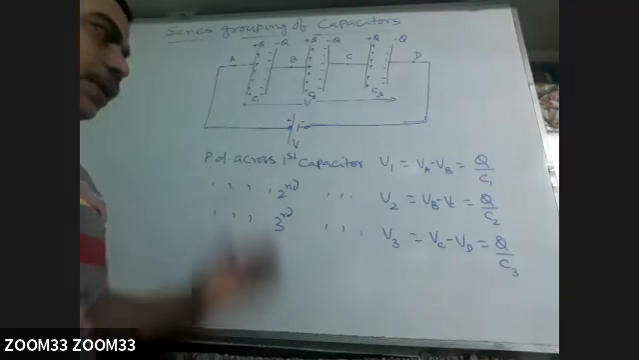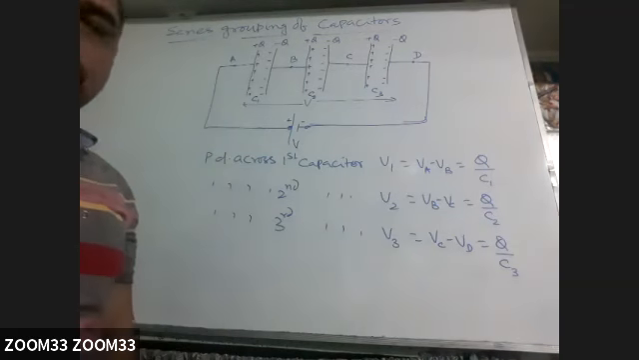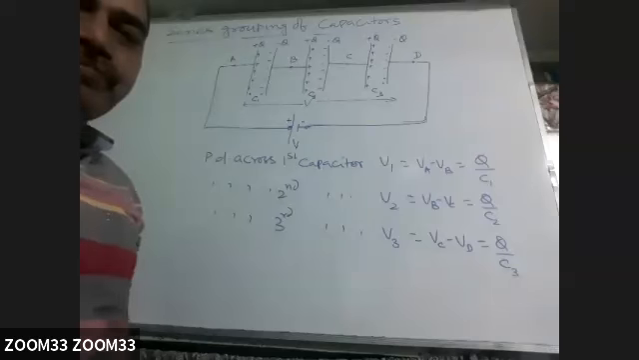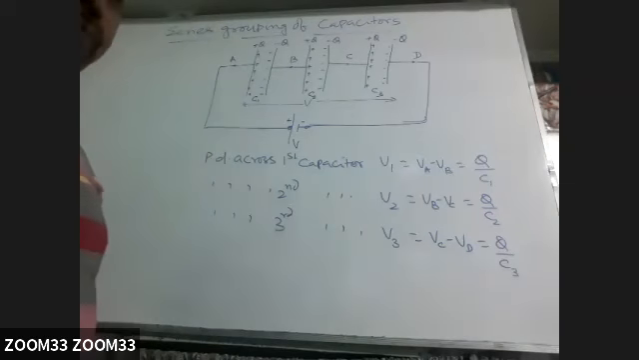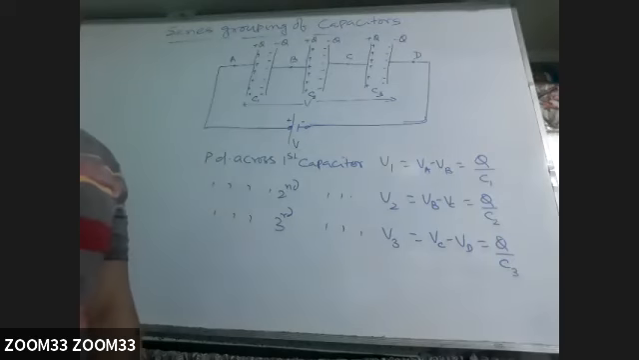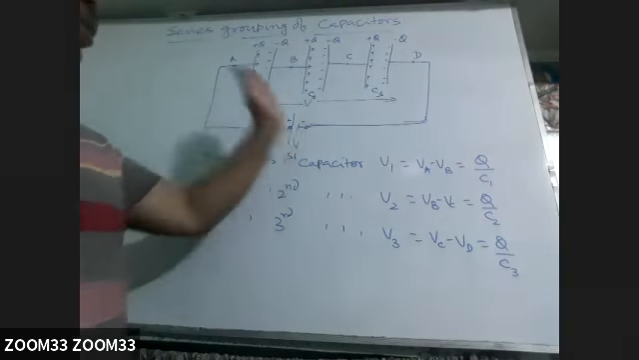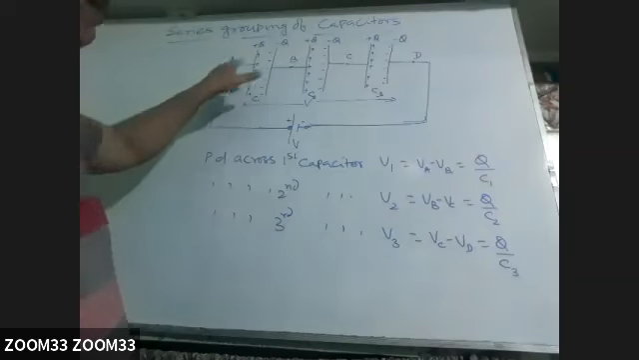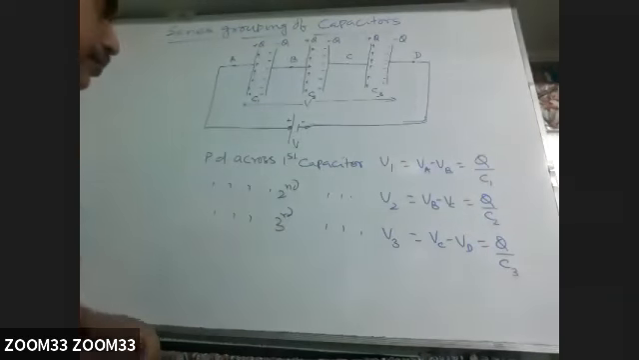That's why sometimes we say series is the potential divider arrangement, whereas in parallel we are saying current dividing arrangement. But here there is no current, so it will be charge dividing arrangement. Okay, so this is potential difference across individual capacitors. So naturally, what will be the potential difference between A and D?